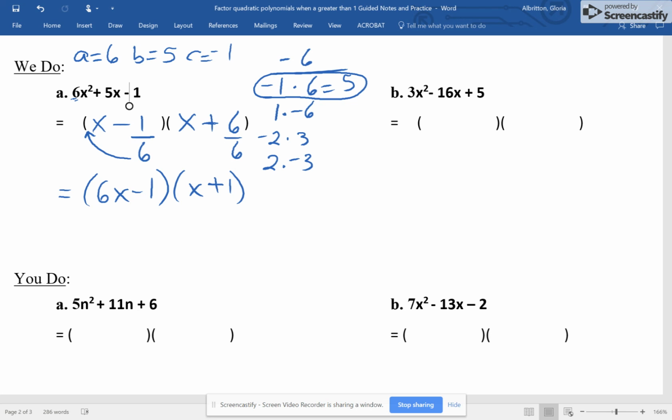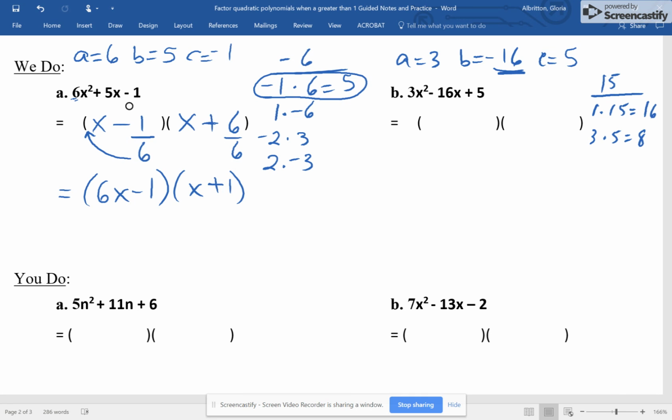And the last one, a is equal to 3, b equals negative 16, c equals 5. Multiply a times c, and we get 15. Okay, let's list our factor pairs. So 1 times 15, 3 times 5. And then we need a pair that adds up to the b value, which is negative 16. Now this gives me positive 16, and this gives me 8. Oh, so what's the problem? I need for my factors to give me negative 16.